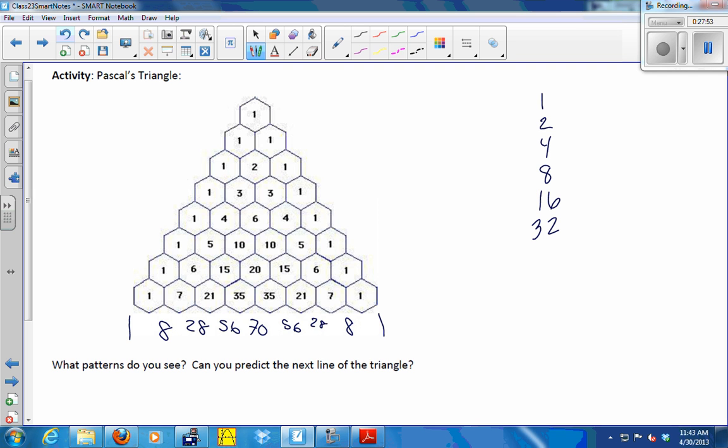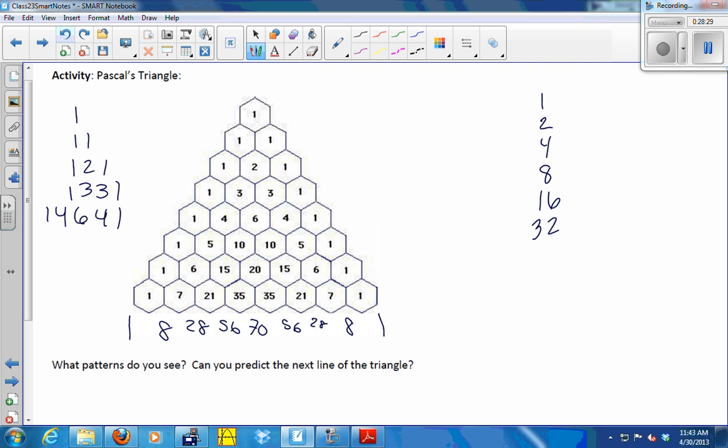What if I look at the rows as numbers themselves? So I've got 1, 11, 121, 1,331, 14,641. Is there anything special about those numbers? They're squares of each other? 11 squared is 121. Yeah, 11 squared is 121. That's part of the pattern. Good thing to recognize.